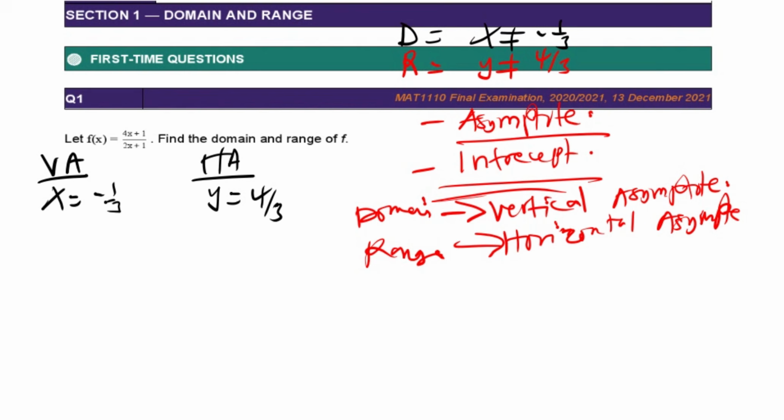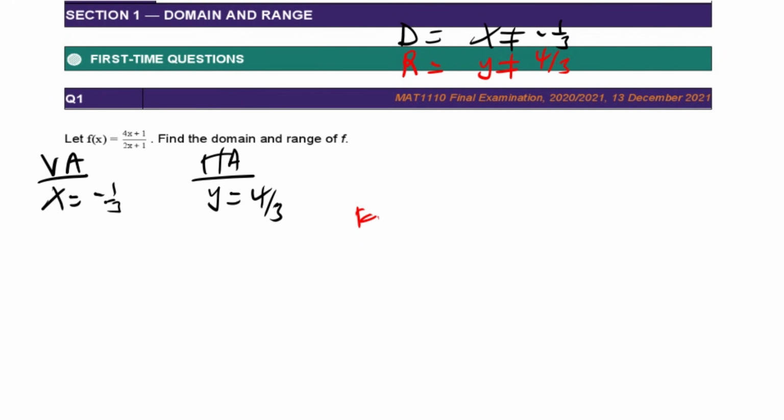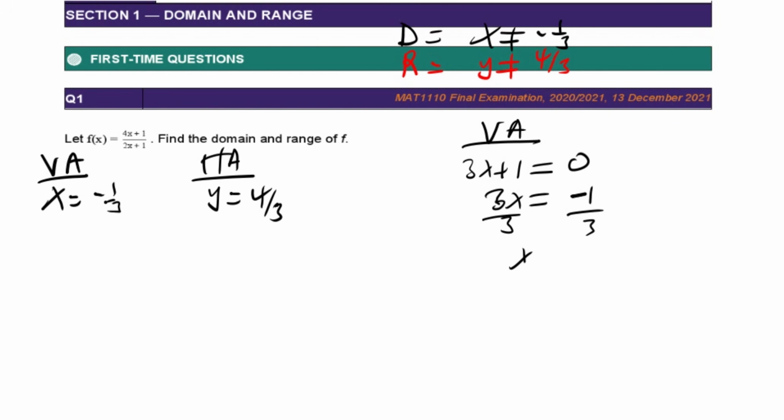In simple terms, to find the vertical asymptote, you get the denominator set equal to 0. So you have this, then divide here by 3, divide here by 3, x is equal to -1/3. This is the vertical asymptote. The horizontal asymptote, you use the same method. If the function is bottom heavy, y will be equal to 0. That will be the horizontal asymptote.